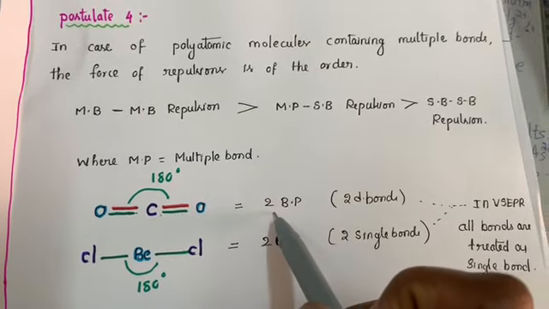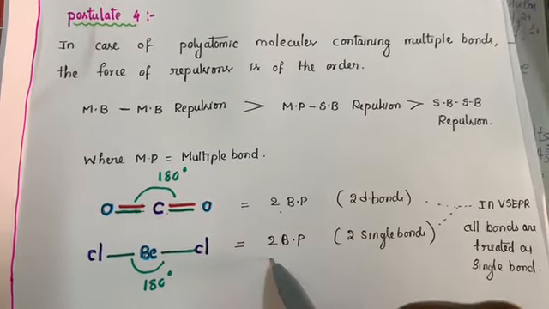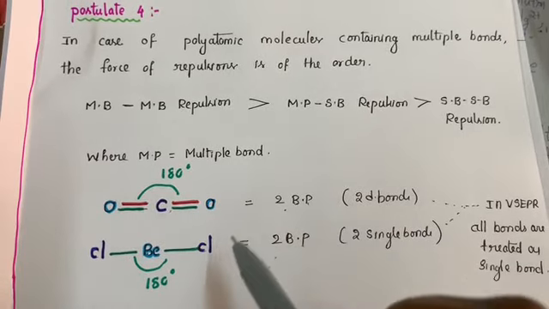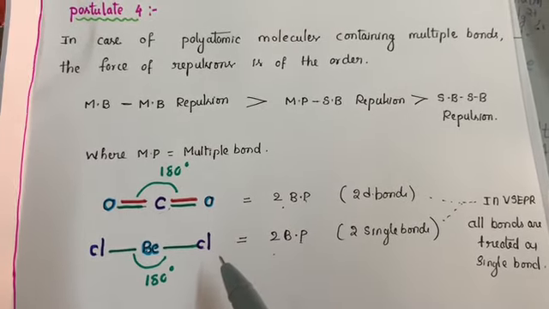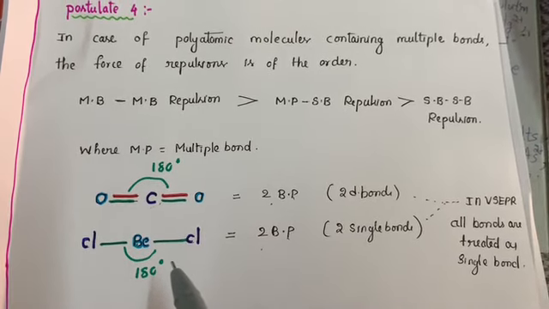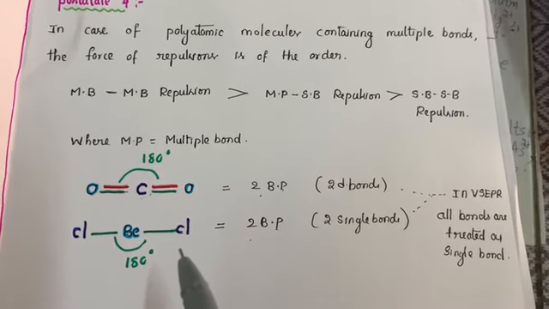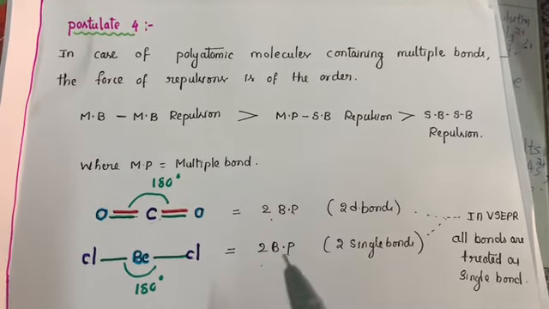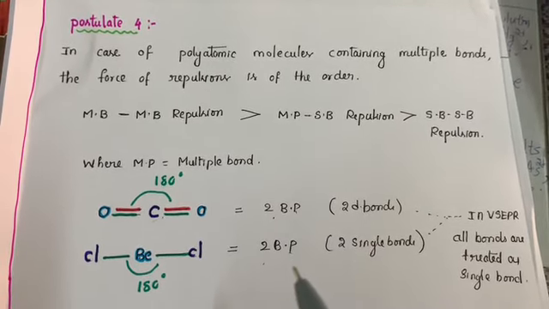So here it consists of 2 bond pairs. This also consists of 2 bond pairs. Both are 2 bond pairs. So both have a similar geometry, that is linear geometry with the same bond angle of 180 degrees. So that's the result. Here you can see the bond angle also becomes the same. So these are the total 4 postulates of VSEPR theory.